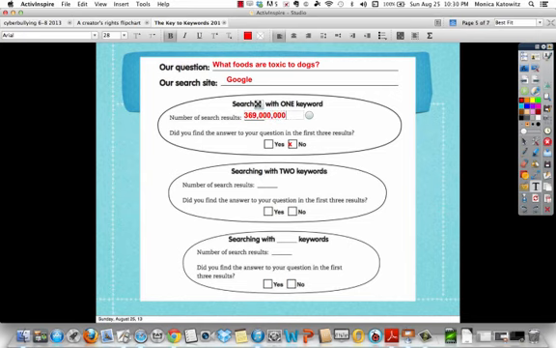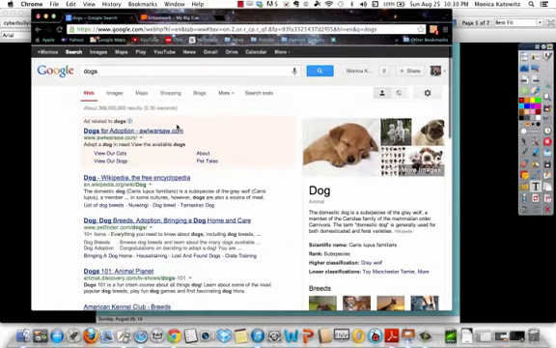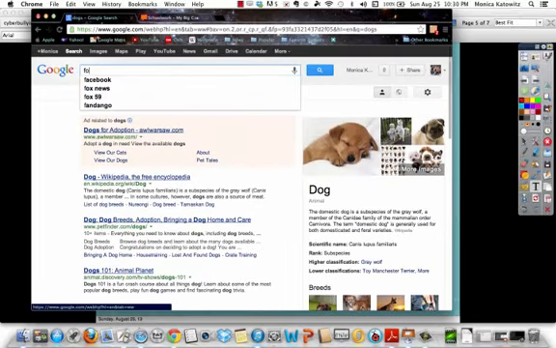Okay. So, now we have 2 keywords. So 2 keywords, well, I'm going to pick 2. Foods, dogs. So we're going to go back and do foods and dogs. So I'm just going to type foods, dogs.